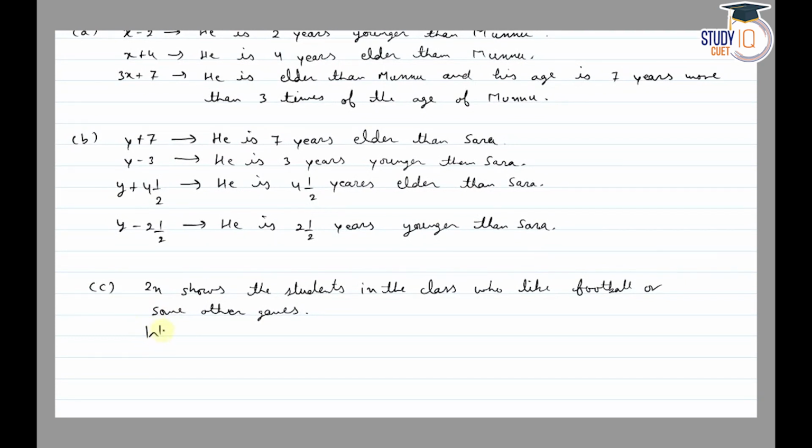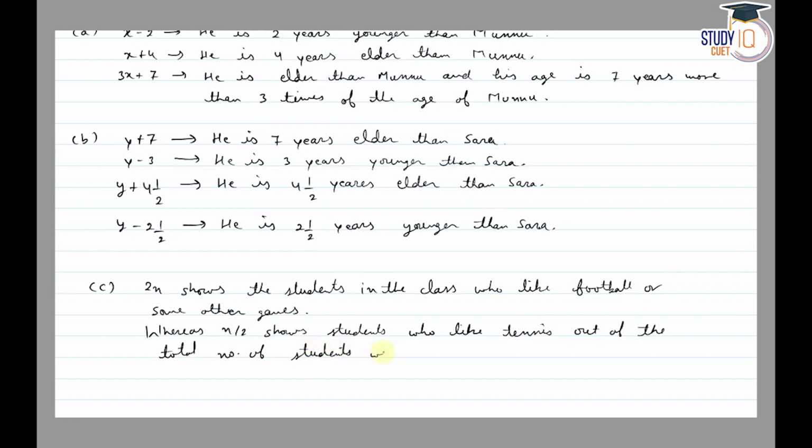Whereas n by 2 shows students who like tennis out of the total number of students who like football. Thank you.